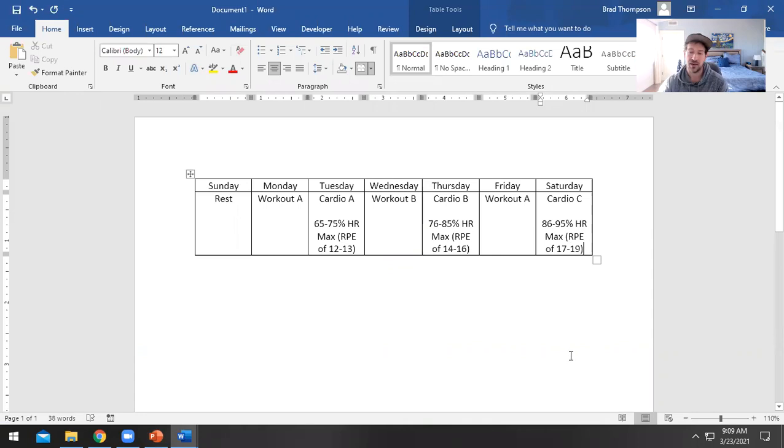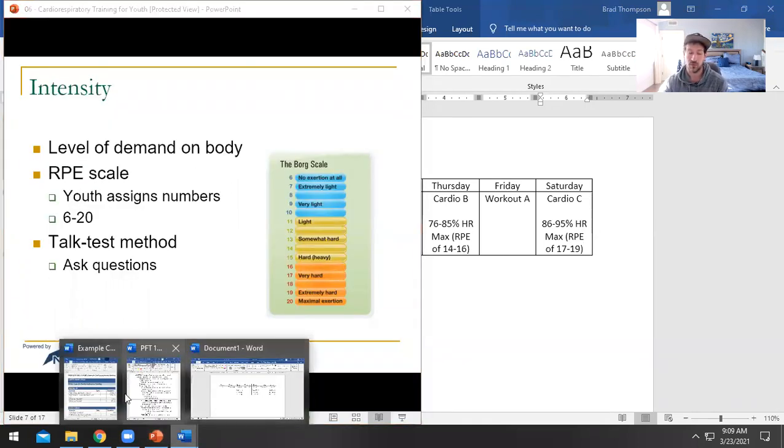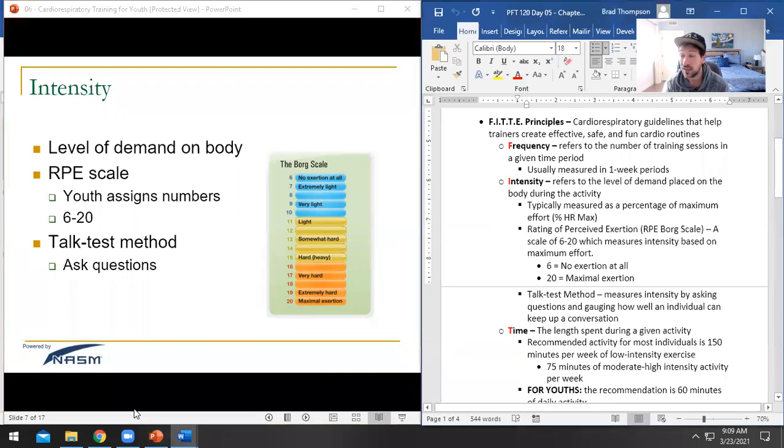So you can get your client more and more familiar with this RPE method. You can get them more familiar with the Borg scale. The more familiar they get with it, the more you can use it, and you'll start to dial it in. Maybe you say, hey, we're going to aim for an RPE between 12 and 14 today. You're brand new, you've never worked with this client before, and they're like, okay, what is that? And then you explain to them how the RPE scale works.